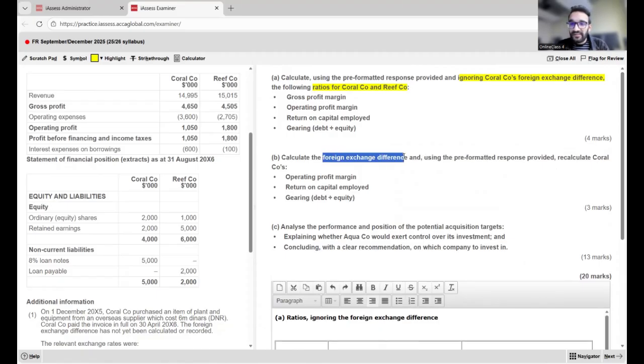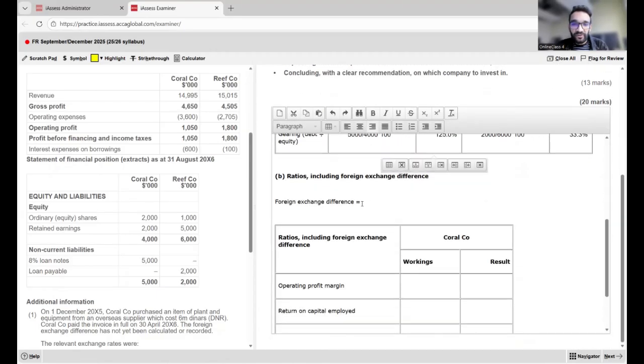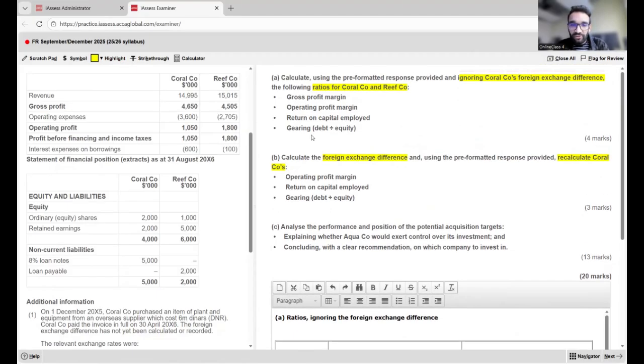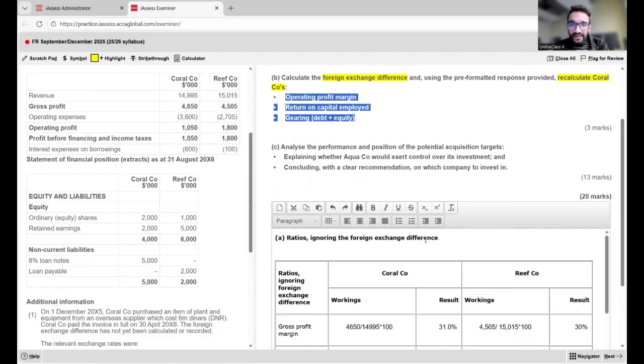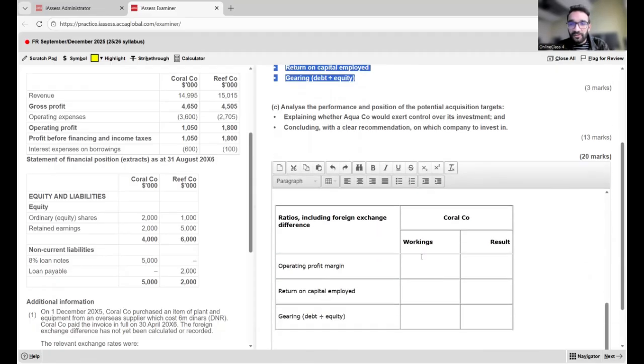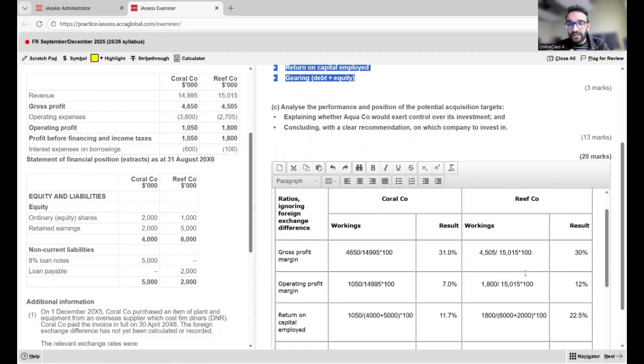Now, calculate the foreign exchange difference. Number one, we have to calculate the foreign exchange difference. And then we will be recalculating Coral Company ratios, only Coral Company, not all four ratios. We are just going to recalculate these three ratios, and they have, I guess, already given the pre-working table as well. So the 7 marks are for the calculation.